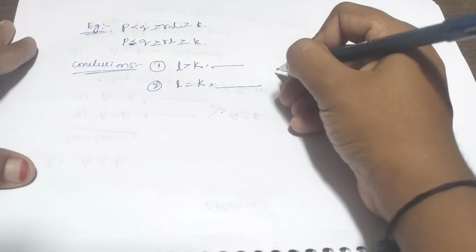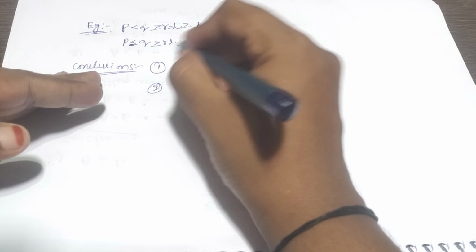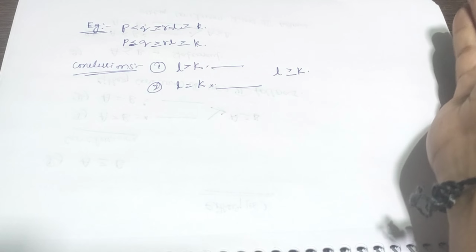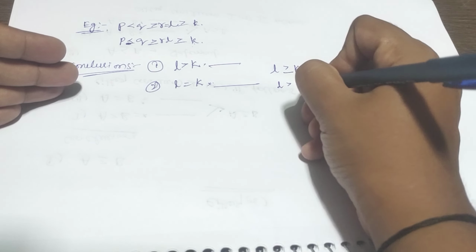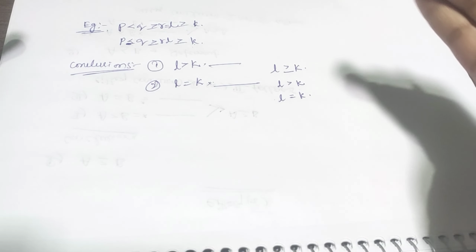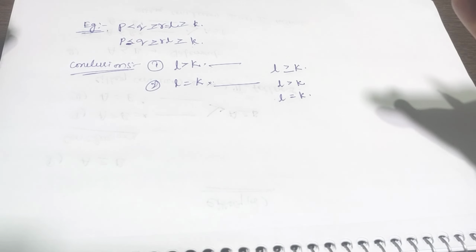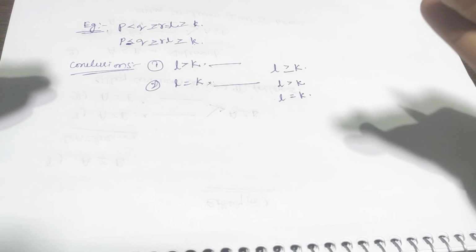Now, by merging these two conclusions, we get L is greater than or equals to K, right? Here, between L and K, greater than or equals to is the common symbol, and yes, this is satisfied. Now, L is greater than or equals to K means L is greater than K and L is equals to K. We cannot definitely say that L is greater than K and L is equals to K. Both the answers are true, right?